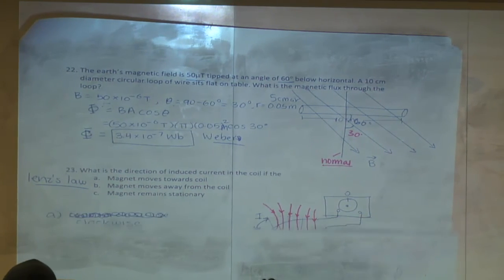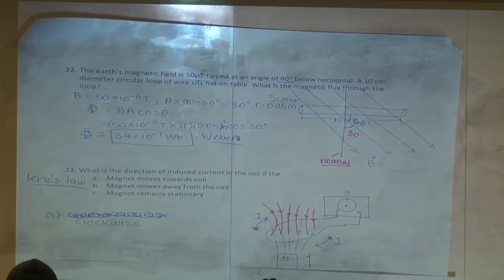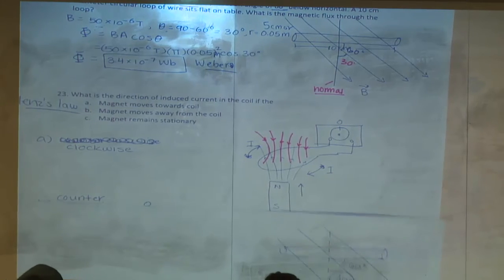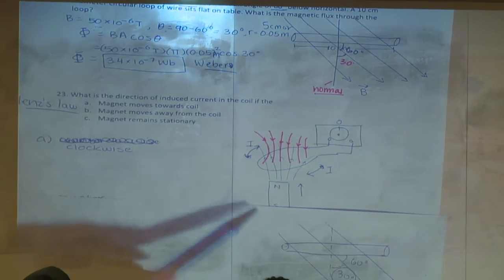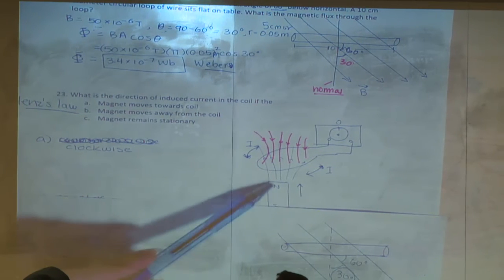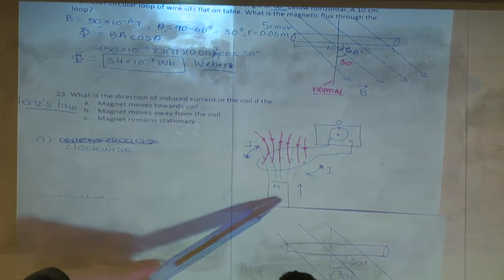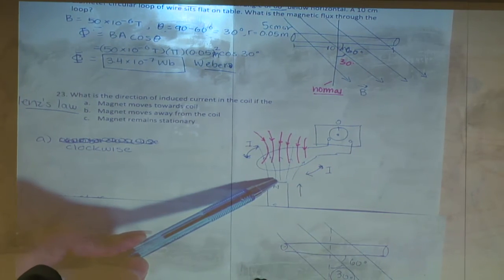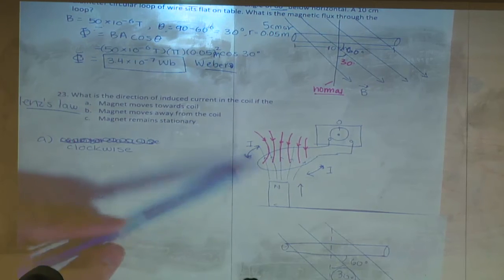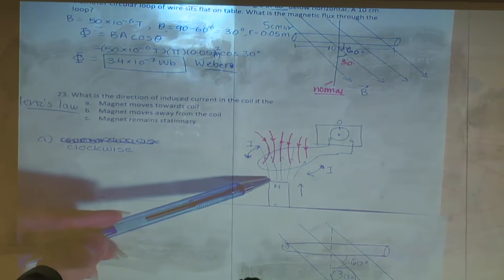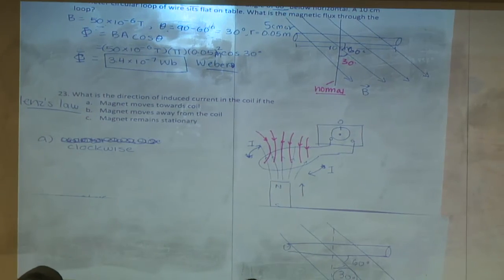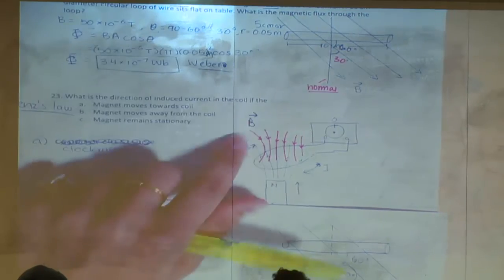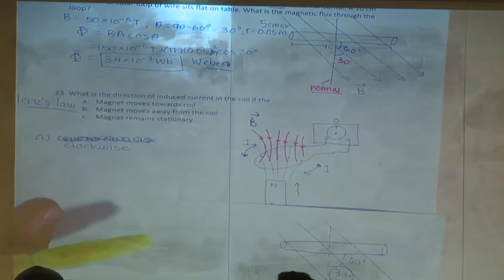Okay. So the first one states to find the direction of the induced current if the magnet moves towards the coil. So I drew a diagram. It's not the best, but it gets the job done. So for A, the magnet is moving closer, or moving towards the coil, right? That means that it's going to have an increasing magnetic flux. So to oppose that change, we're going to have an opposite induced magnetic field, right? So that's the direction of the induced magnetic field lines.